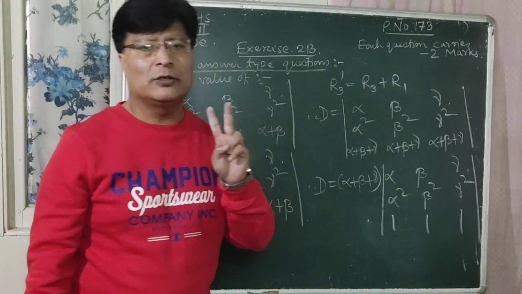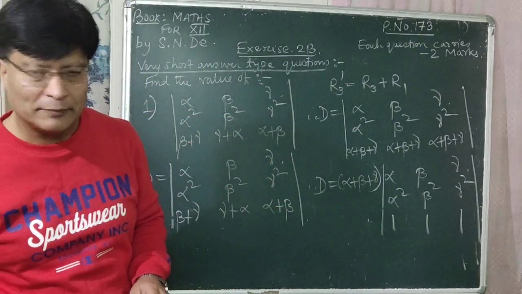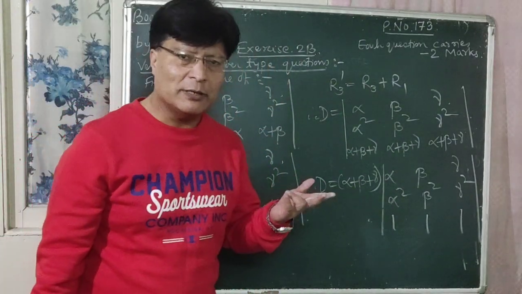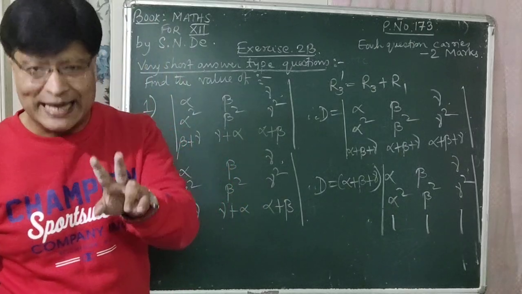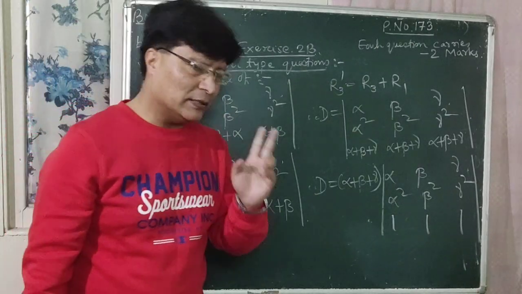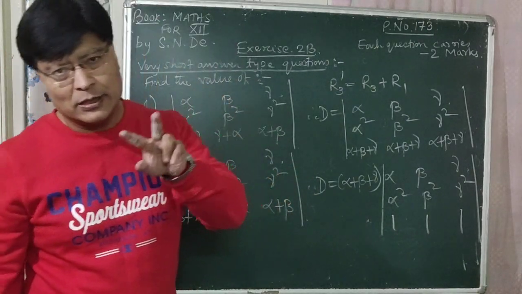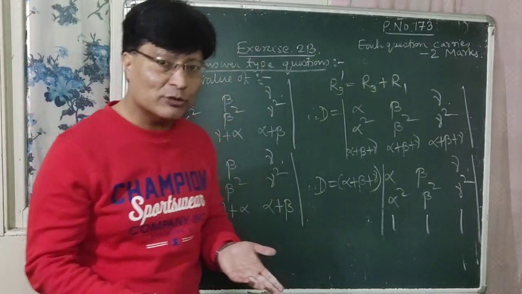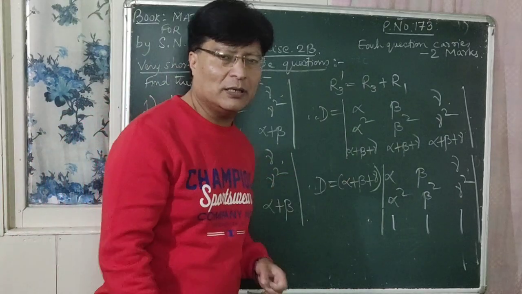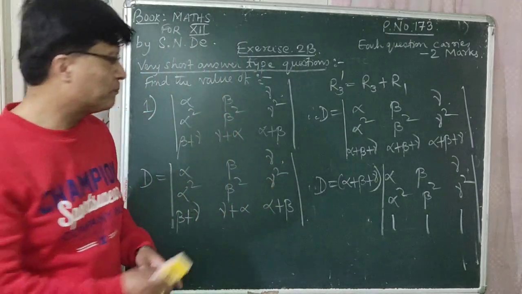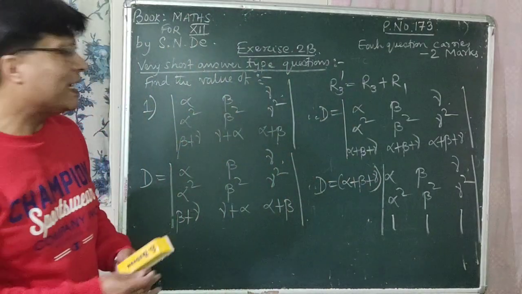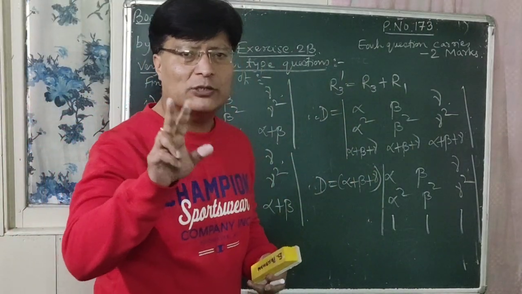Understood? So now, there are the same elements 1, 1, 1 in the third row. If the determinant is of third order, at a time you can use a maximum of two properties. Either you can use only one property or you may use two properties, not more than two properties in a third order determinant.